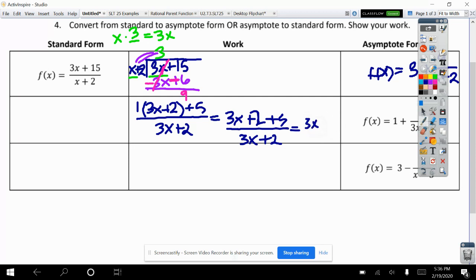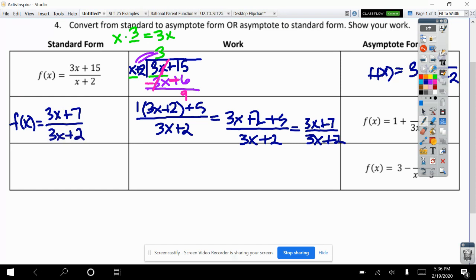3x plus 7 over 3x plus 2. So that's all you have to do, is you do whole number times the denominator plus the numerator. Just simplify on top, and it's all divided by the denominator we had before. So I can write that over here as f of x equals 3x plus 7 divided by 3x plus 2.